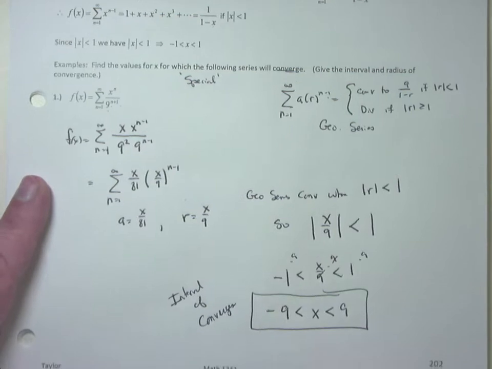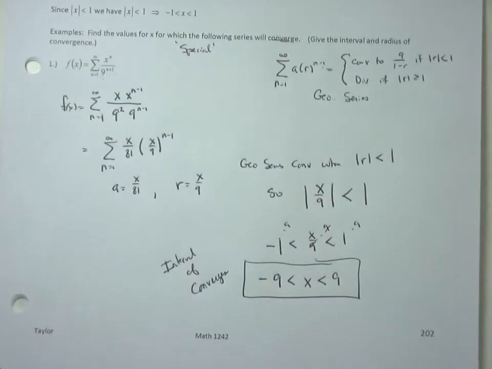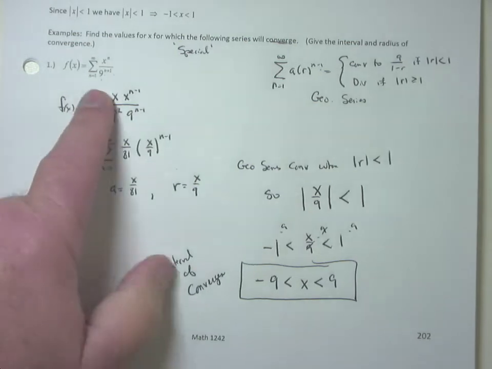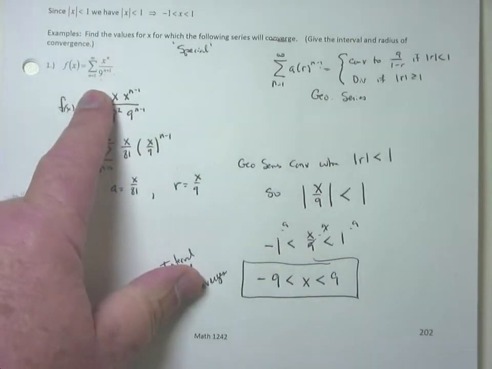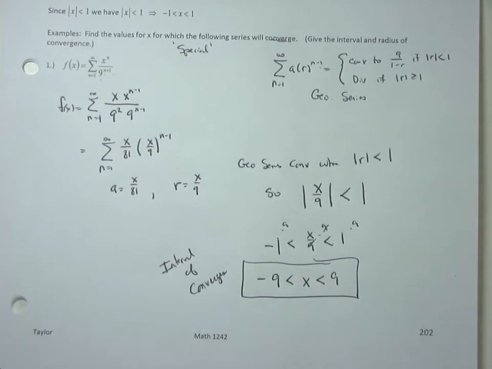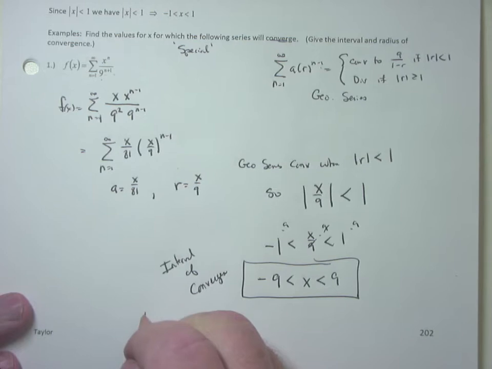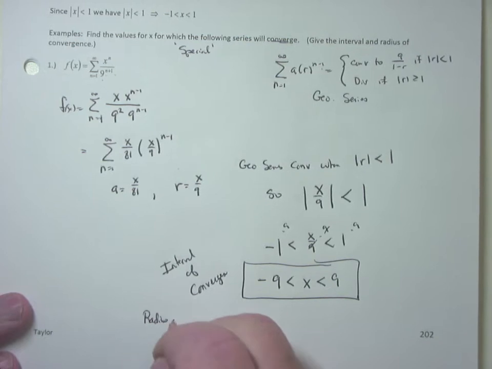What does that mean? That means for any value between -9 and +9, you plug in for x. This power series is going to converge. Anything beyond that, the power series is going to diverge. Now, there's one other thing. We have something called a radius of convergence.